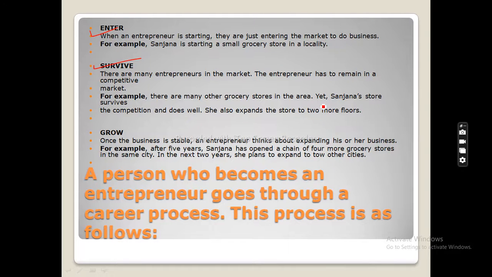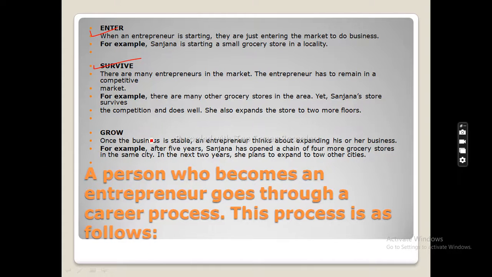We have seen that there are lots of grocery stores, and at the start some grocery stores don't have much money, but as they are honest and serve good quality products to their customers, with time their grocery stores spread recognition in the market. Now the third one is grow. Once a business is stable, an entrepreneur thinks about growing his or her business. For example, after 5 years, Sanjana has opened a chain of 4 more grocery stores in the same city. In the next 2 years, she plans to expand to two other cities.